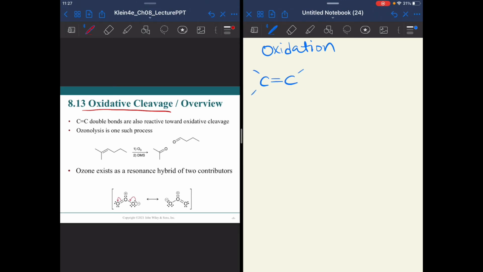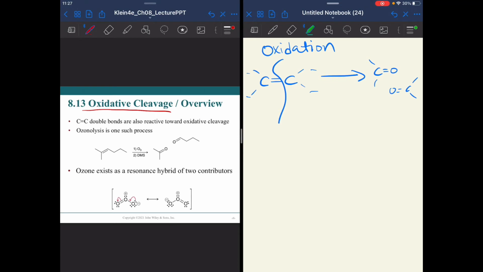So we're actually going to take a carbon-carbon double bond and we are going to cut it down the middle through an oxidative process that is going to make carbonyls. Now it's going to make aldehydes and/or ketones. It depends on what these groups are. And it is another two-step process.